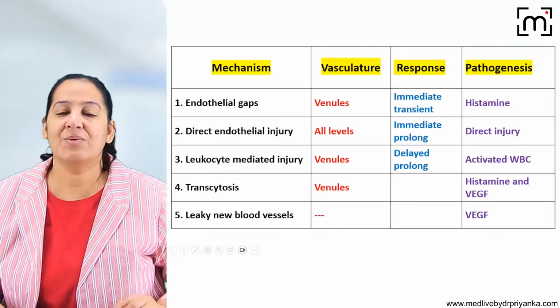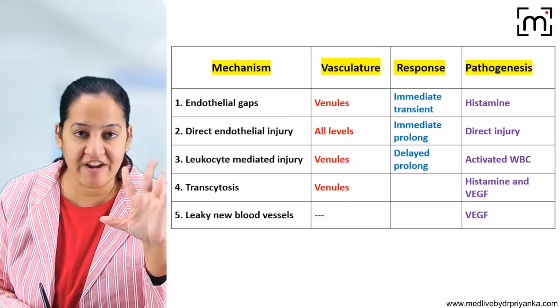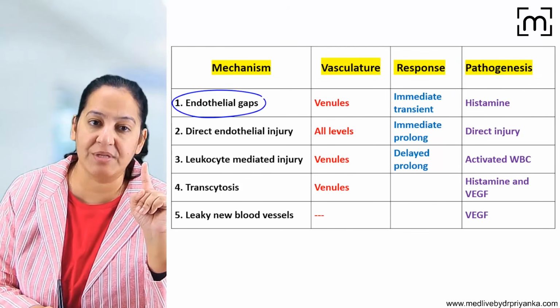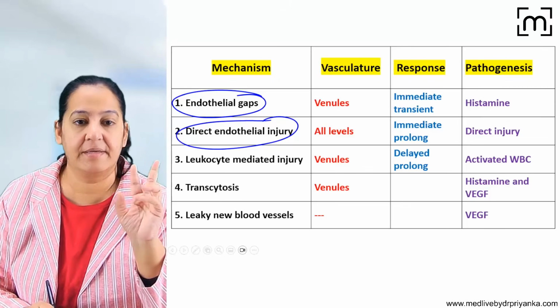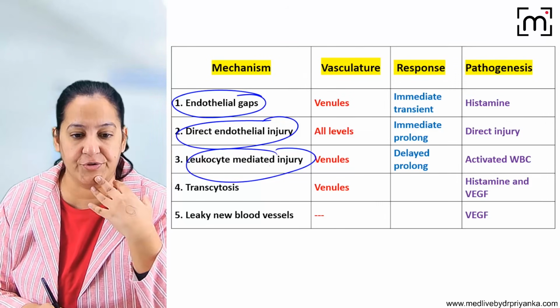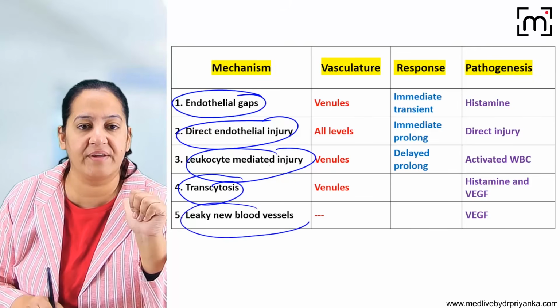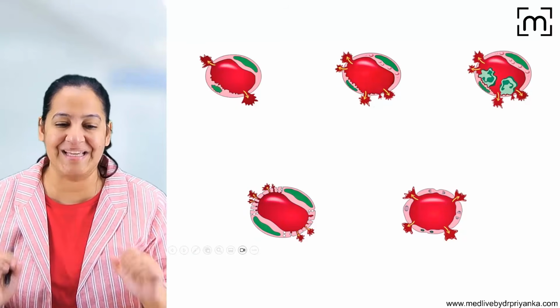In your exam, you have to make this table and draw the 5 diagrams. What are the 5 mechanisms of gap formation? The first one is endothelial contraction. Second is injury by the terrorist, that is direct injury. Third is injury by the army, that is leukocyte mediated injury. The fourth is transcytosis, and the fifth is the leaky blood vessel, that is angiogenesis. So try to make this diagram and draw these 5.